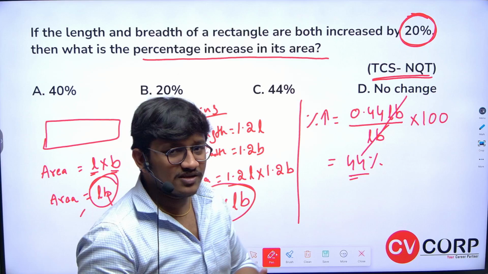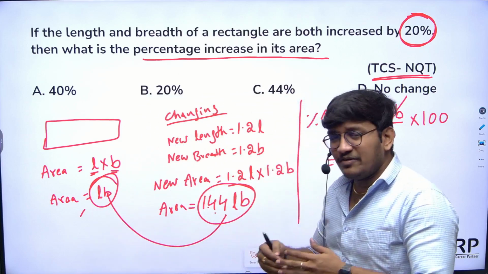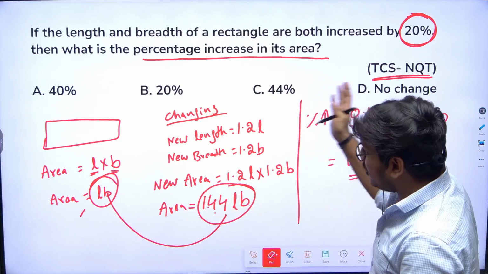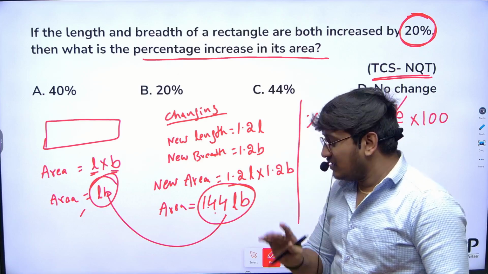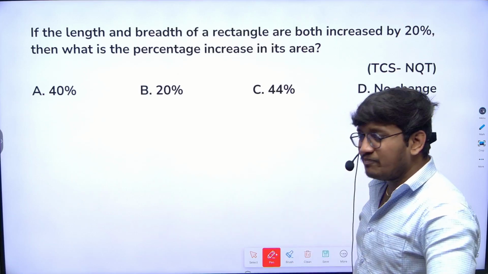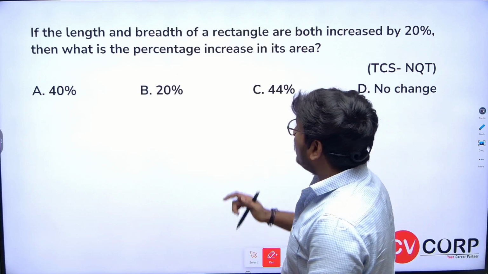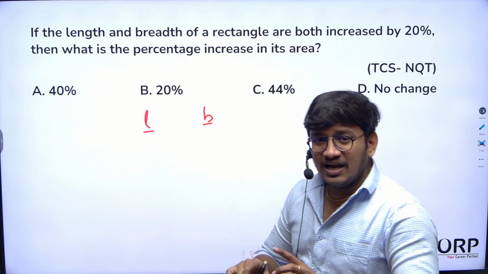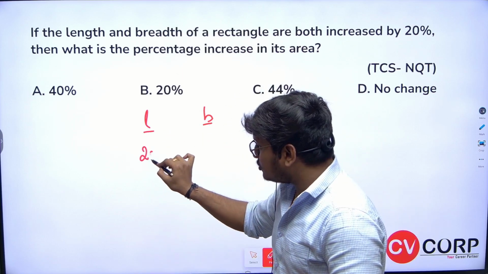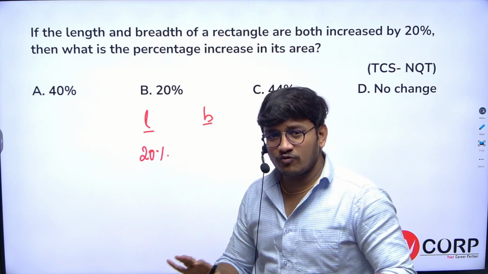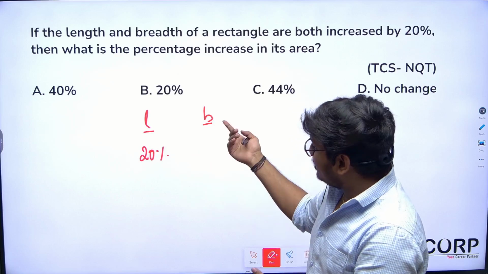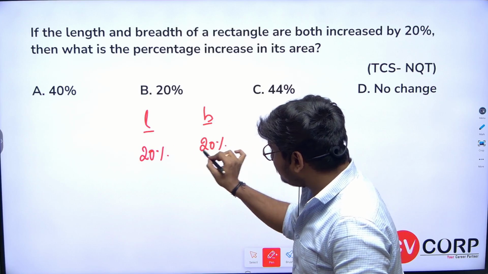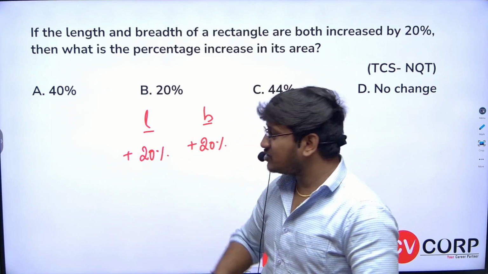Now you might be thinking, sir, is there any process to solve the question in the simplest way possible, rather than doing all these calculations? Yes, we do have. Now I will tell you the simple shortcut. Here, the length is increased by 20%. Initially we are not sure what the length of the rectangle is. The same case holds for the breadth, which is also increased by 20%.